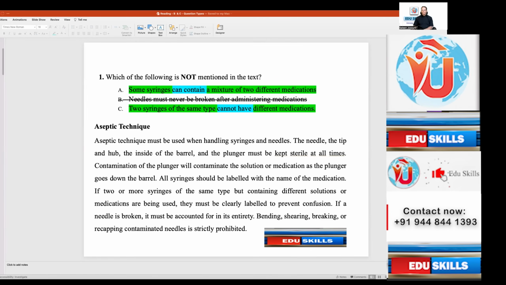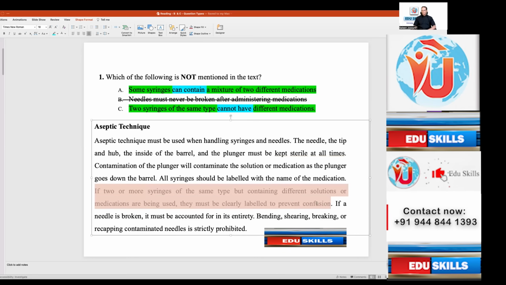Did you find the answer? Yes, Father. Where is it? Option A. Where is the answer to the question in the text? If 2 or more syringes of the same type. Yes, so you have the answer here.